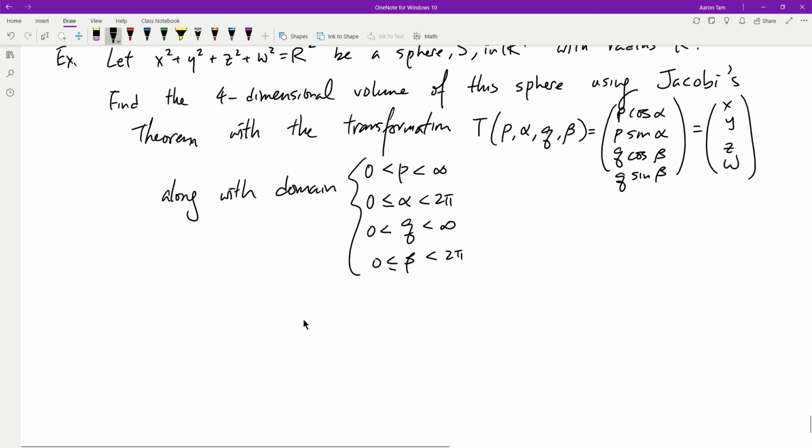So how do you find the volume of this sphere? Well, simple. Just a Riemann integral over S dV in the x, y, z, w coordinate system. I will write out how this integral looks in the XYZW system, but because that was one of the test questions, I'm not going to do that. So hopefully you figure that one out on your own.